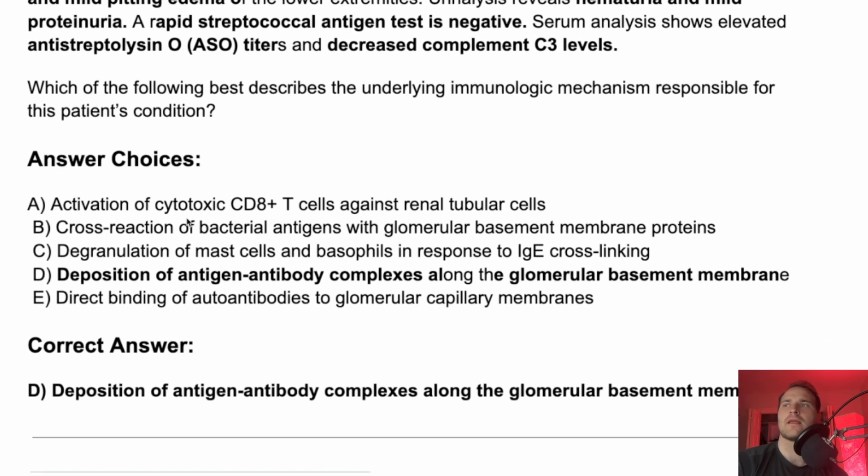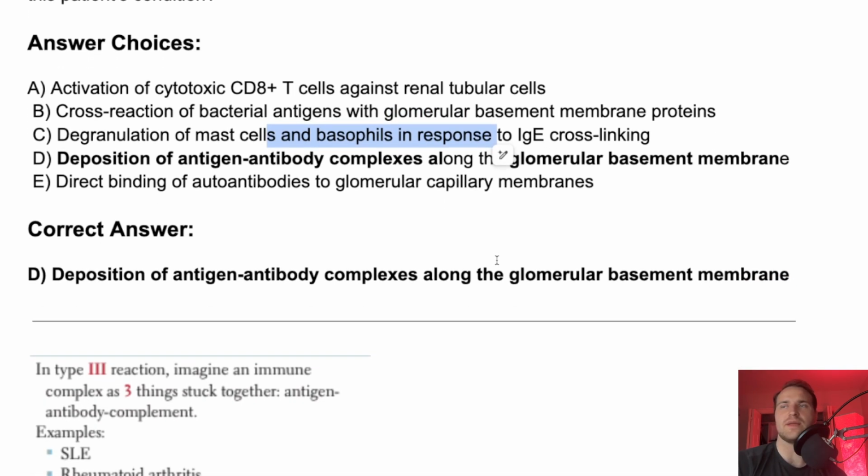Cross-reaction of bacterial agents. That would be a type 2 reaction. That's rheumatic fever, which involves molecular mimicry, causing direct autoimmunity against the joints and the heart. It doesn't actually cause these formations of immune complexes. Degranulation of mast cells, that's just type 1. That's an allergic reaction, IgE mediated.